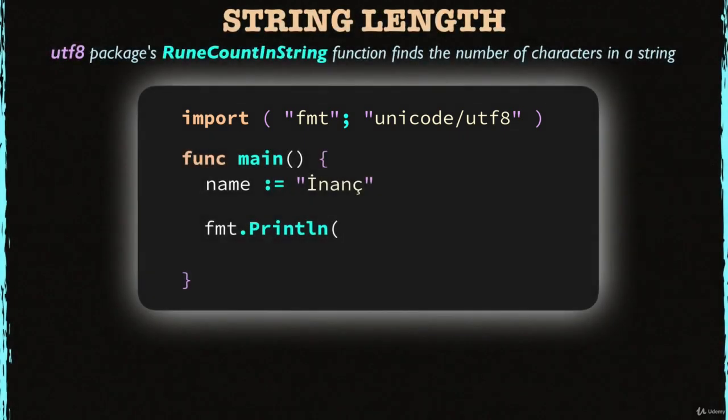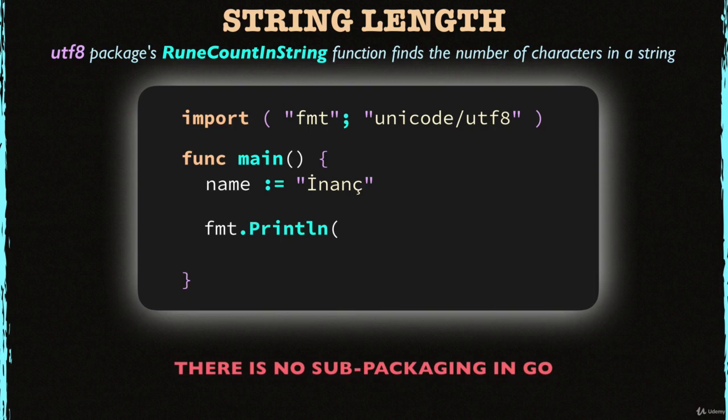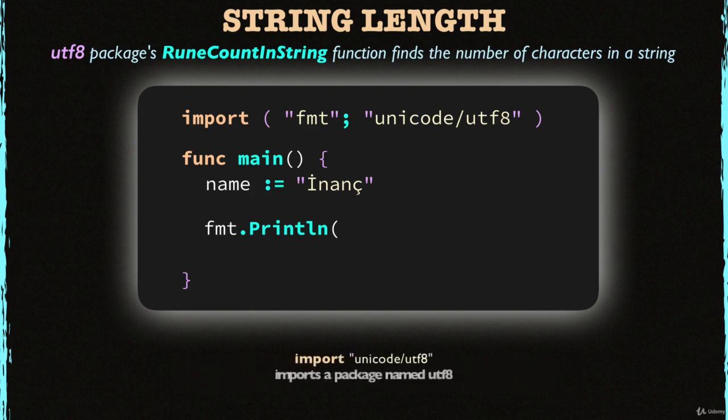There is one more thing here. The utf-8 package lives inside the Unicode packages directory. But utf-8 isn't a sub-package of the Unicode package. There is no sub-packaging in Go. The utf-8 package is just under the Unicode folder. This is only for package organization purposes. So the real name of the package is only utf-8.